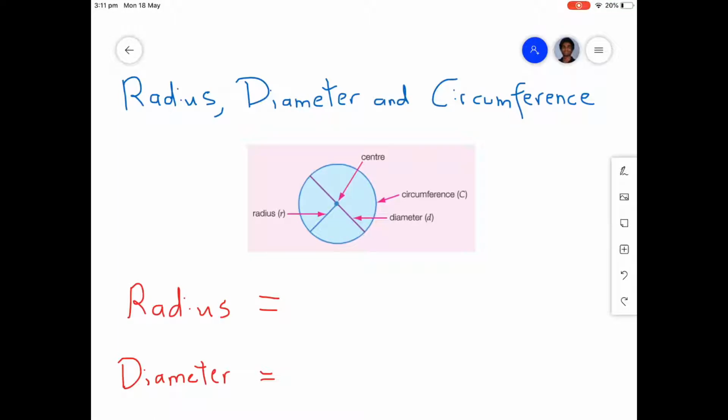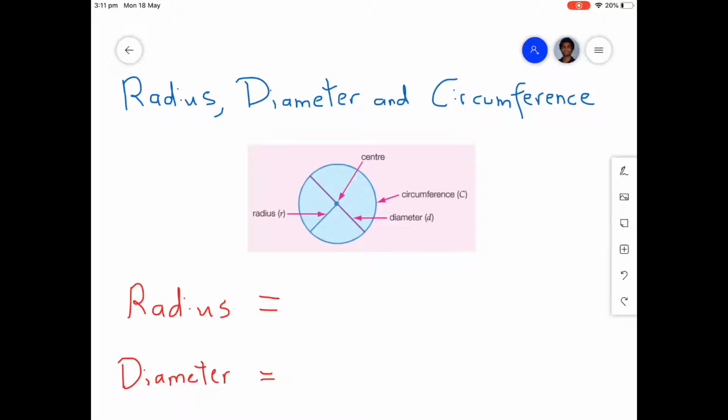We're looking at the evidence of learning for week 5, lesson 1 about circles and pi. Now the first thing we need to know before we start trying to calculate radius, diameter and circumference are the actual definitions of what the radius is, what the diameter is and what the circumference actually means.